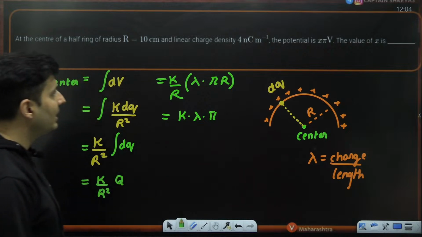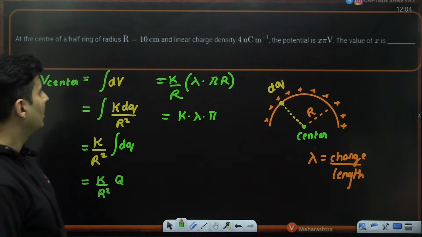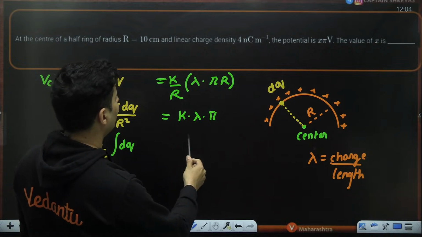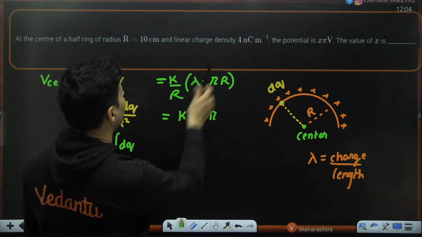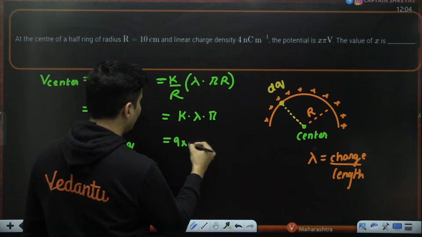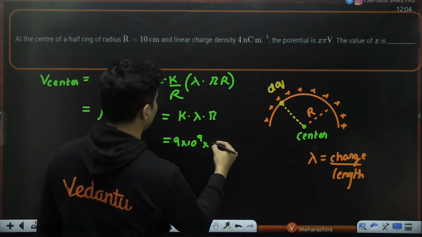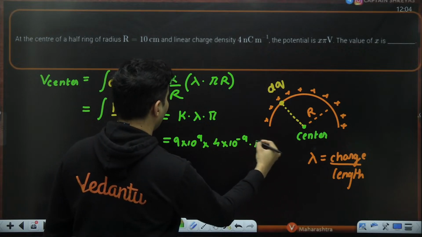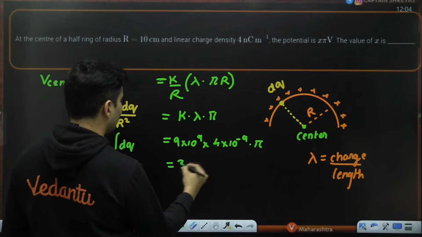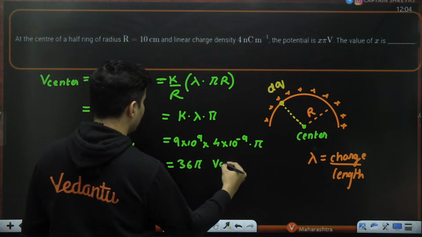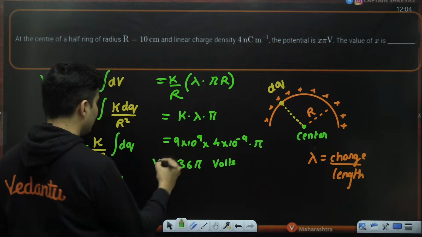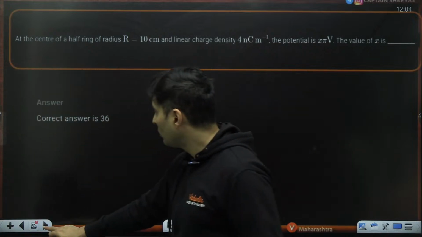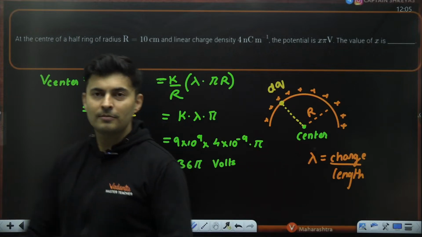So K lambda pi will be the answer, but I think we have to put the K value. Lambda is given, yes. So 9 into 10 to the power 9, and lambda is 4 nano, so 4 into 10 to the power minus 9, and then we have pi over here. 9 fours are 36, so 36 pi, and this will be in volts. So that is the total voltage. Everybody with me? Cool. So the answer is 36 pi. Perfect. There we go.